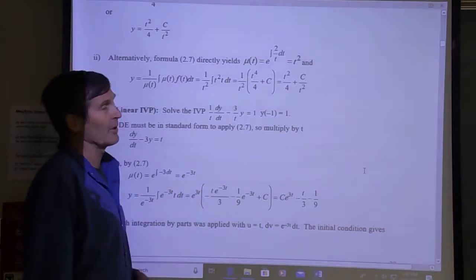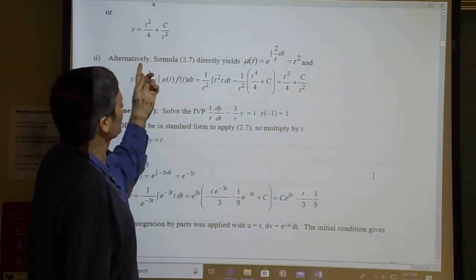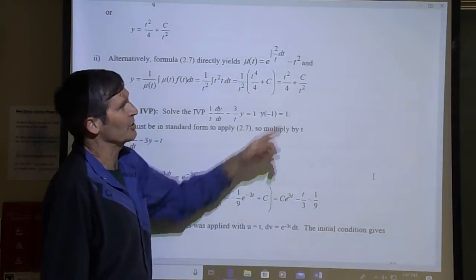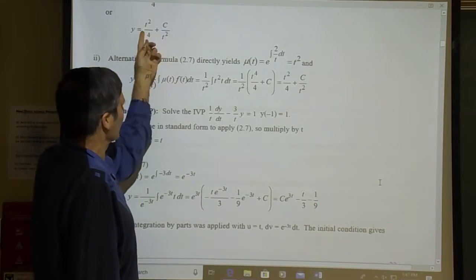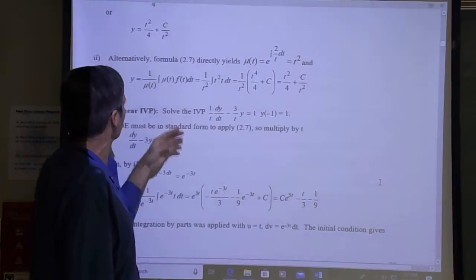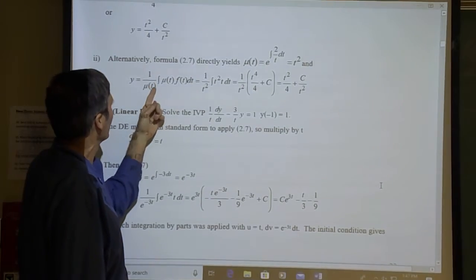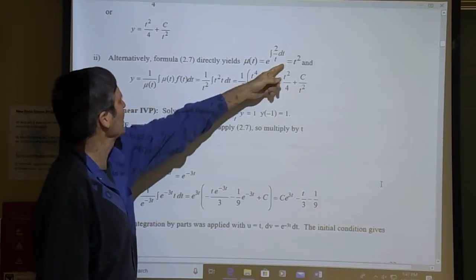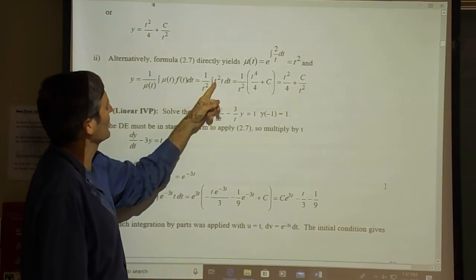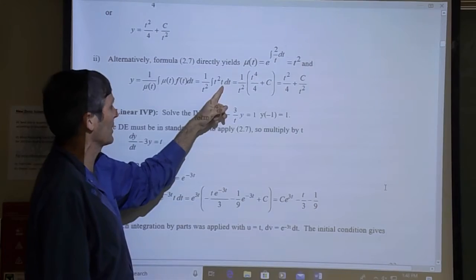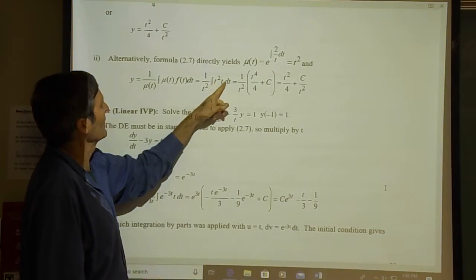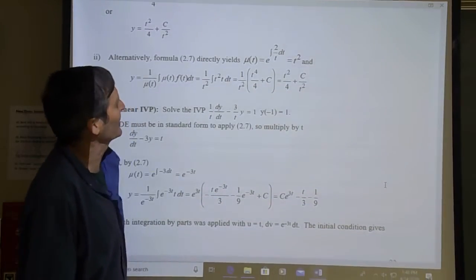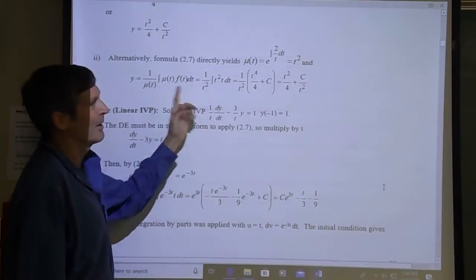Now the alternative is to go straight to the formula, right? If we just use the formula, we just compute mu directly, e to the integral 2 over t dt equals t squared, same as before. But this time, instead of multiplying through by the integrating factor and integrating, we just say the formula is 1 over mu, integral mu f of t dt. So mu was t squared, so we take 1 over t squared, integral t squared times f of t, the function on the right in the differential equation was t. So we're integrating t cubed, which is t to the 4th over 4 plus c. Voila, right? There it is, in a quick result, right?